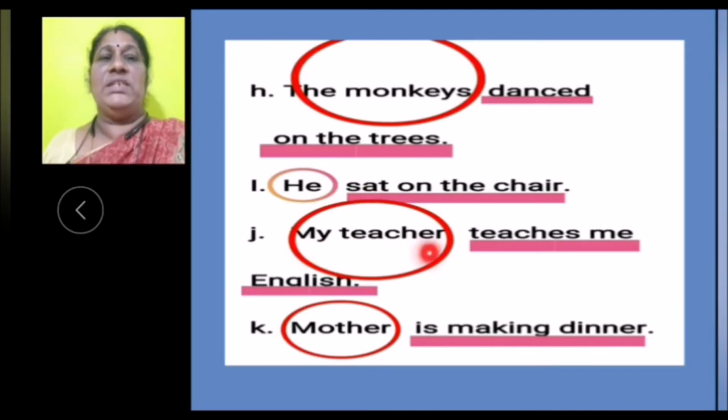J. My teacher teaches me English. Who teaches me English? My teacher. That is the subject. Teaches me English is the predicate.